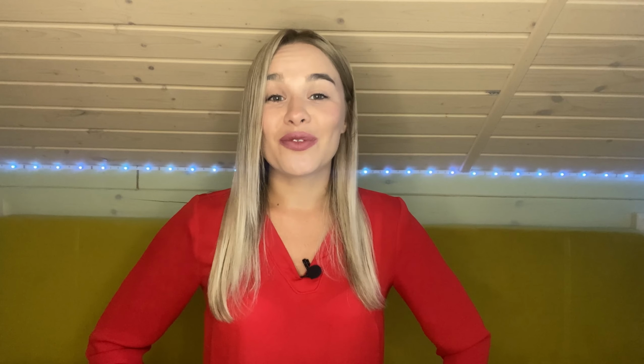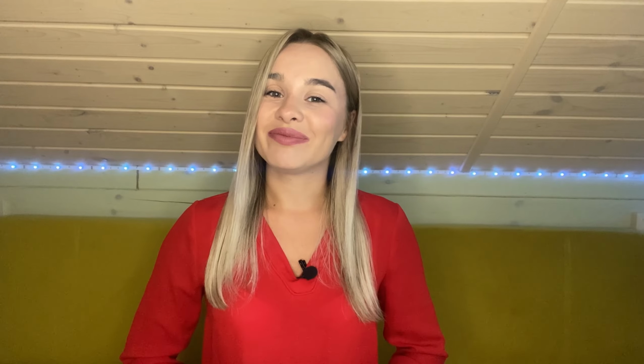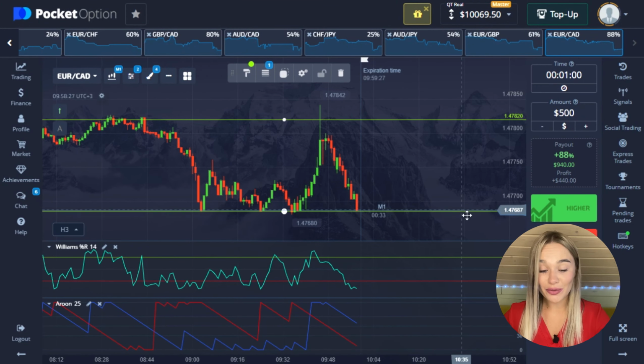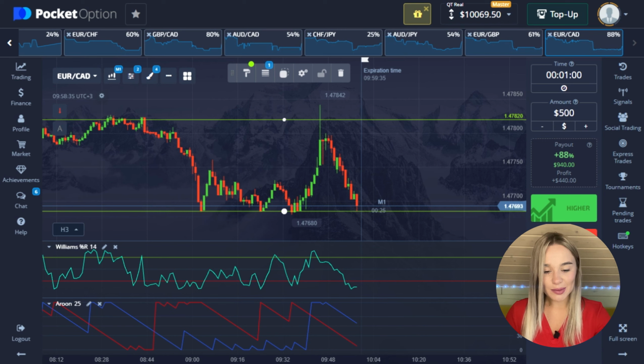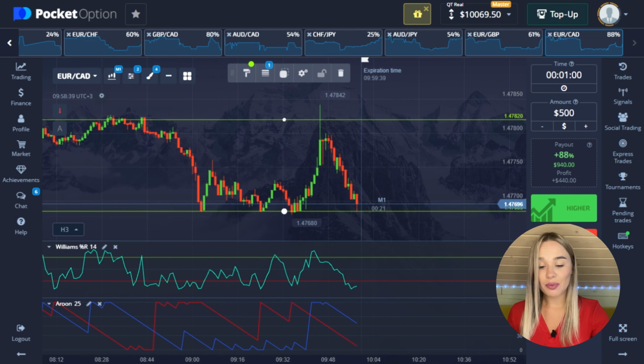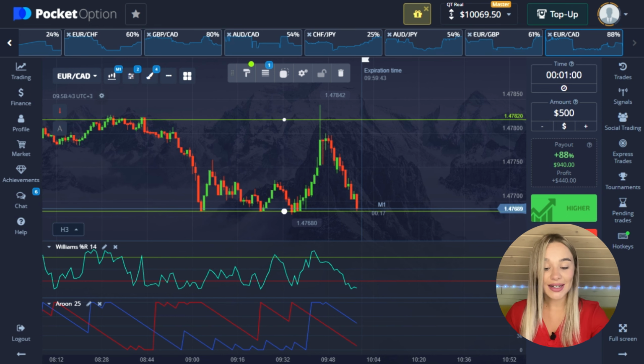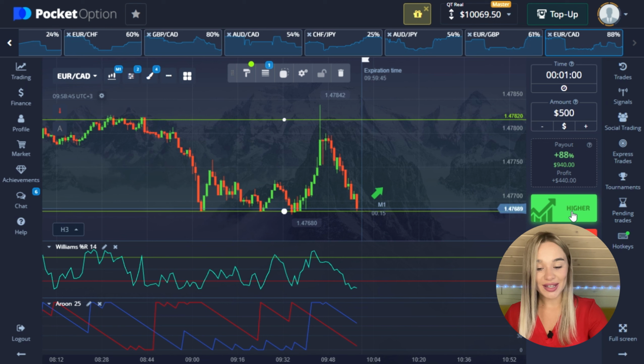So without any further ado, let's get started. Right now, I'm checking out the Euro versus Canadian dollar chart. My time frame is set to 1 minute, and that's precisely how long I've set my expiration to. I've got these 2 lines marked out. These are what we call resistance and support levels. This is important stuff to crunch when you are doing fundamental analysis, and this is something that I use all the time in my trading videos.